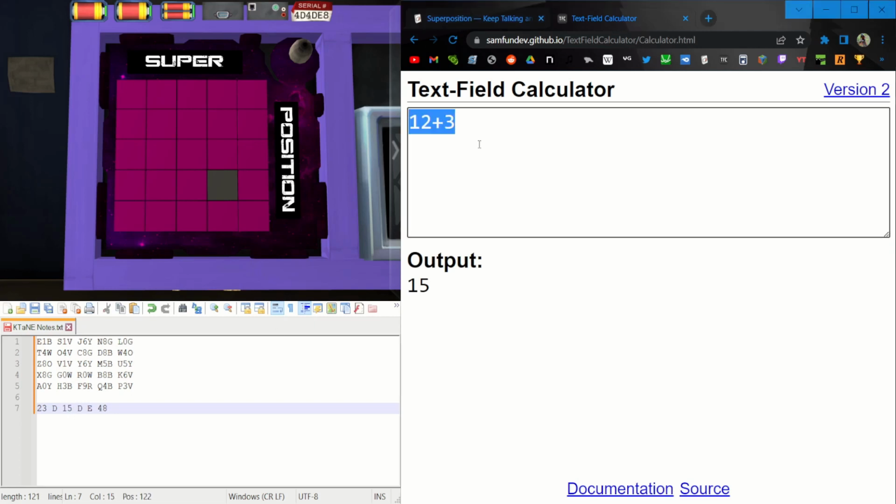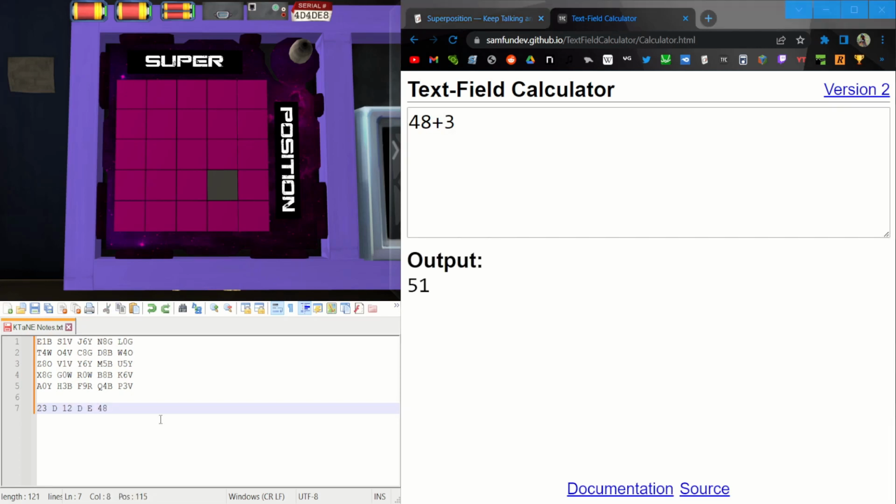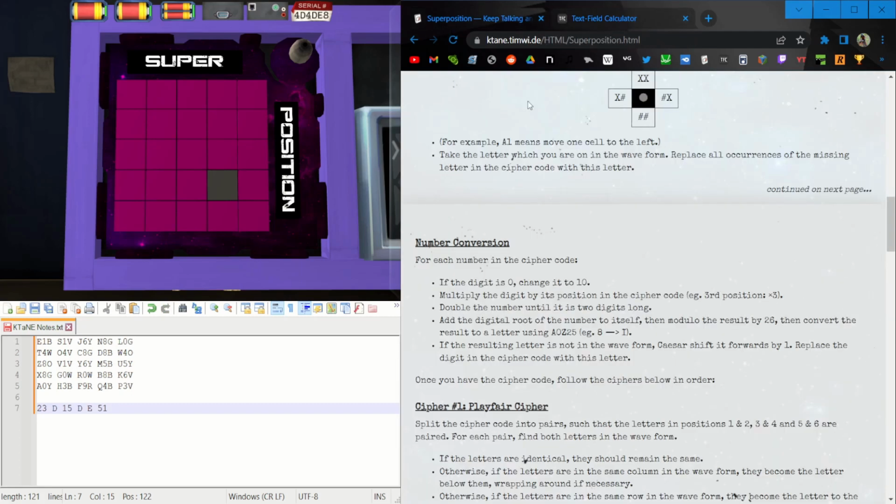Then 4 plus 8 is 12. The digital root of that is 1 plus 2. As I mentioned, with digital root, just keep going until you have a single digit. So in this case, the digital root is 3. So 48 plus 3 is 51. Okay, just want to make sure I did this correctly. Okay.